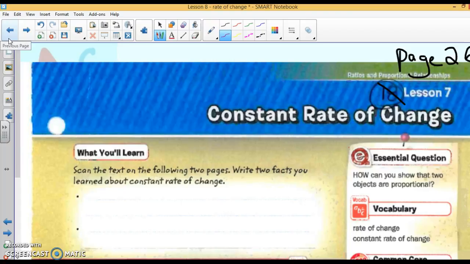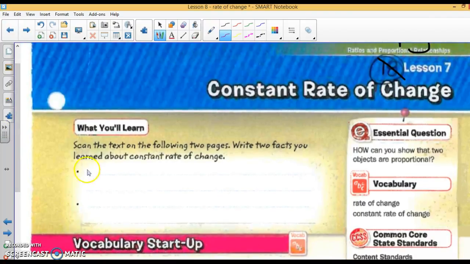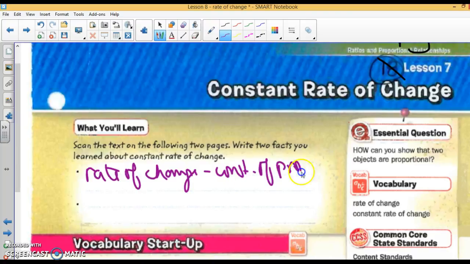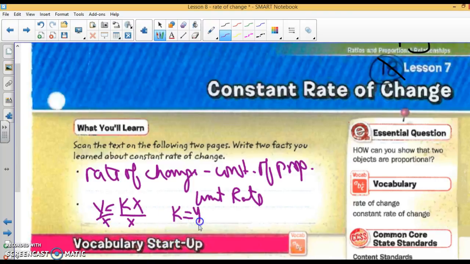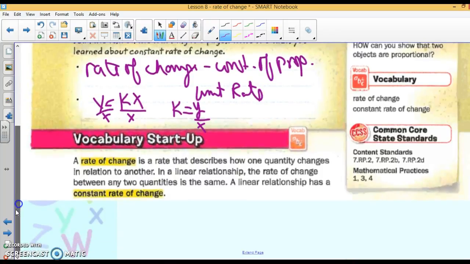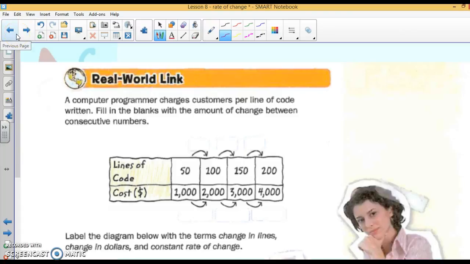All right. Rate of change. Let's review. Rate of change, constant of proportionality, and unit rate are all the same. They're all related this way. Y equals kx. Divide both sides by x, and you end up with k is y over x. So that is the rate of change in a proportional relationship. Y over x. And linear and proportional, same difference.